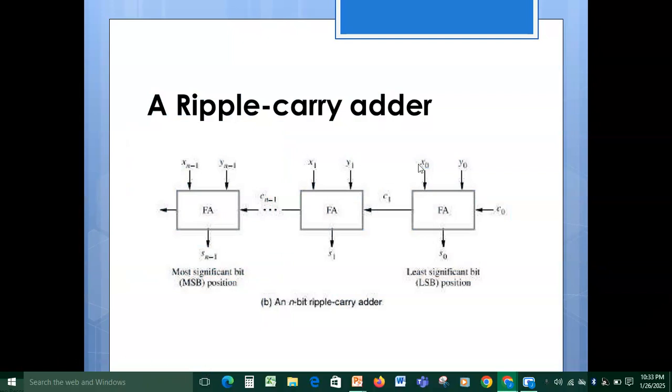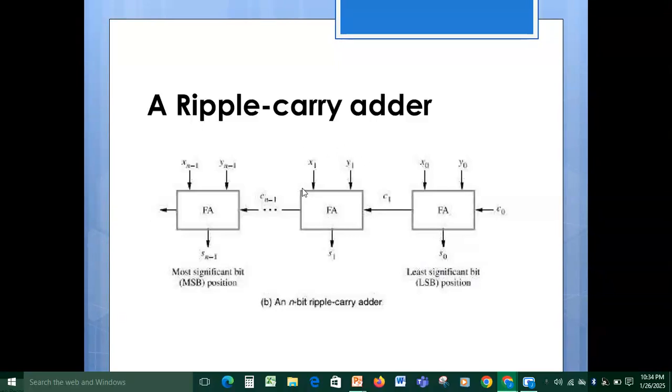So in the ripple carry adder of n bits, each bit will have one full adder. So if it is 4 bits, 4 full adders will be there. In the first stage, X and Y are the inputs. C is the carry, initial carry 0. So by taking three inputs X, Y, Z, it will perform full addition and give a sum as the output, S naught bit, which will be the least significant bit. And the first stage full adder's output carry is given to the input of the second full adder.